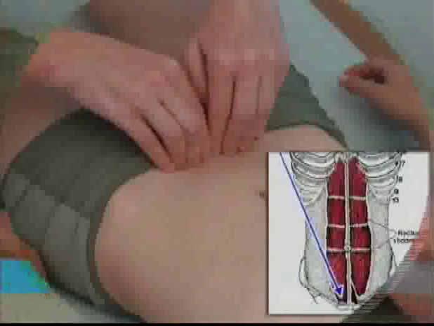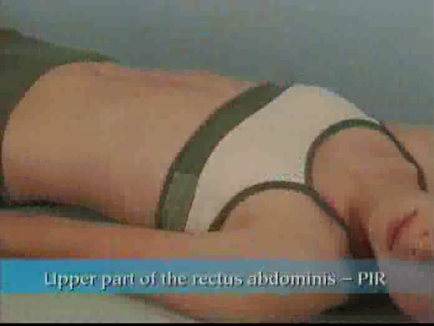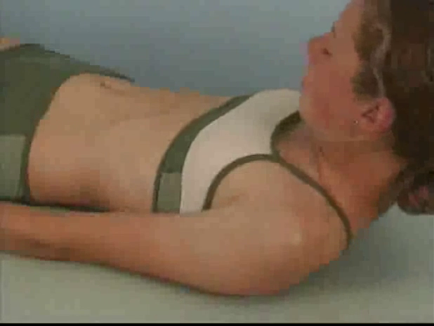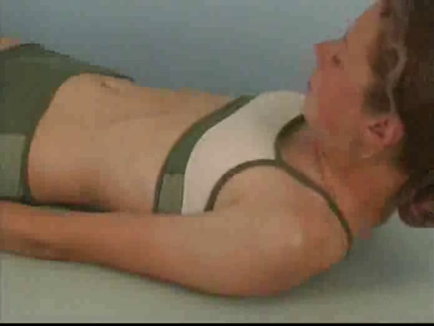For relaxation, we make use of gravity. For the upper part, the patient lies supine with his legs slightly bent. He lifts his head, takes a deep breath, holds his breath, and lets go and breathes out. After repeating 2 to 3 times, he presses his head against a cushion.